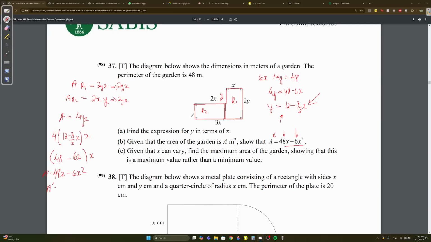Sorry. 1 times 48 is 48. 2 times 6 is 12x. So now if you solve it, you're going to get 48 minus 12x equals 0, and you're going to get 12x is equal to 48. You're going to get x equal to 4. Okay, so I think I stopped over here to determine whether it's a minimum or a maximum.